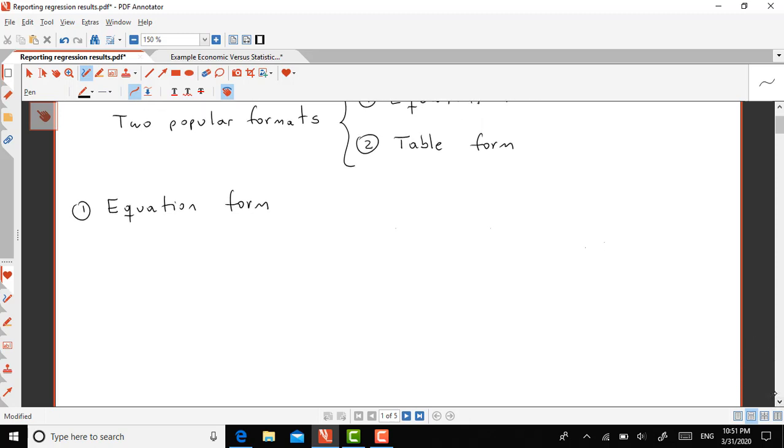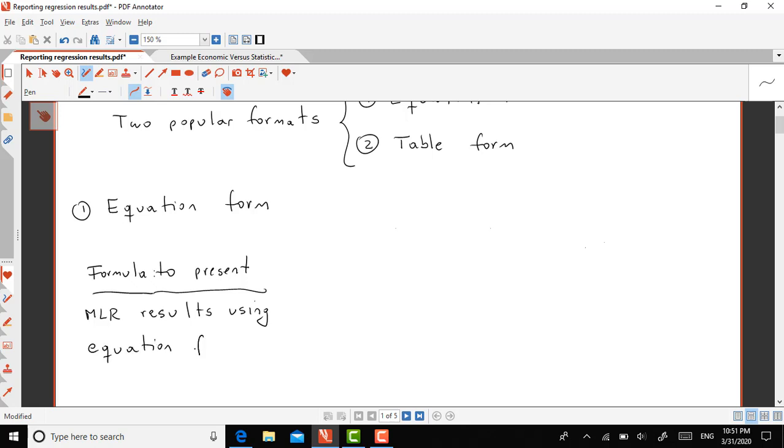So what's the formula? And again, this is kind of tricky because I'm saying this is the formula to present a formula. This is the formula to present the multiple linear regression (MLR) results using the equation form. Okay, so what's this formula?